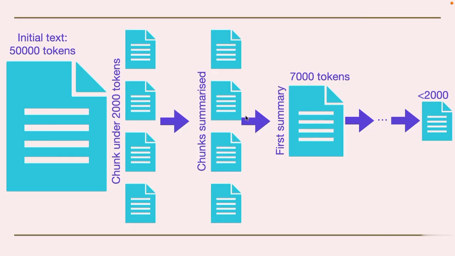After combining those summaries, that will give you a first summary. Let's say that the first summary has 7,000 tokens. You will then do the same job again and again until you reach a summary of less than 2,000 tokens. That's the summary which you will take and summarize again using the number of words specified by the user. I'm very excited to take you through all of this in the coming videos.